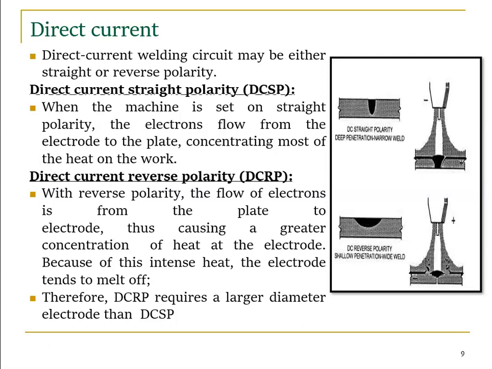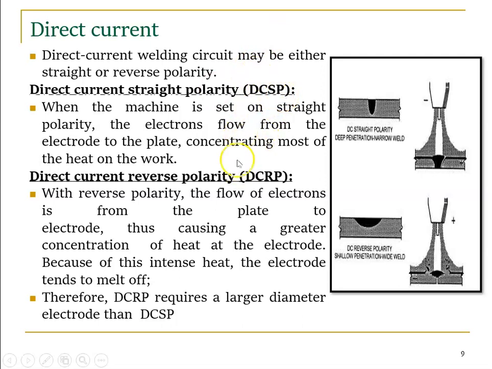In direct current, we have two polarities: one is straight polarity, and another one is reverse polarity. So a direct current welding circuit may be either straight or reverse polarity. With direct current straight polarity, when the machine is set on straight polarity, the electrons flow from the electrode to the plate. DCSP stands for direct current straight polarity.